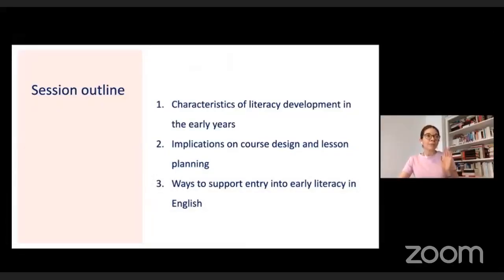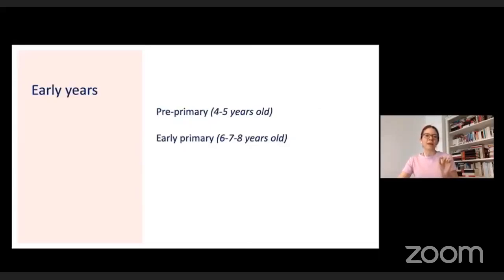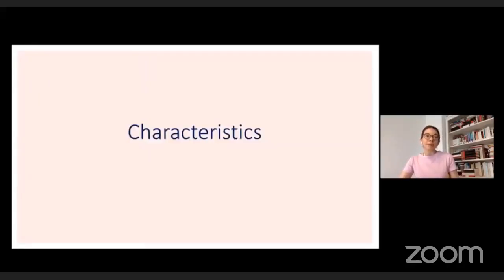Okay, so first of all, when I say early years, I mean two age groups: pre-primary, 4, 5-year-olds, and early primary, 6, 7, 8-year-olds. Right? It's a huge topic, and of course, I cannot cover everything, so I've decided to focus on these two age groups. Okay, so let's look at the characteristics of literacy development in these age groups.